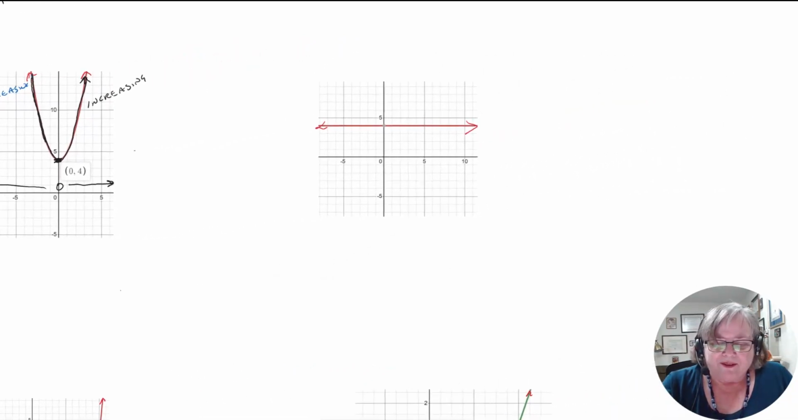Here we go. This one, by the way, we decided is a function. All right. This one is, where is it increasing? It is not. It's flat. Where is it decreasing?